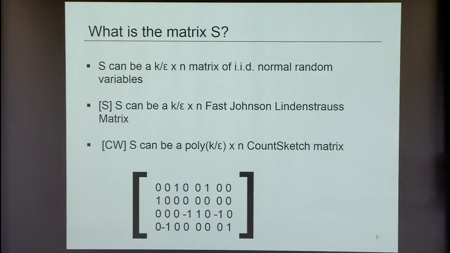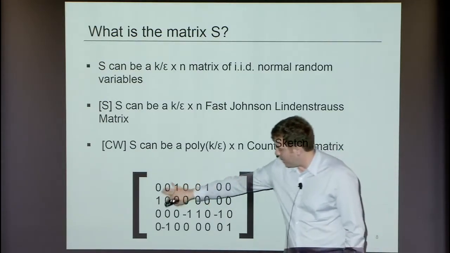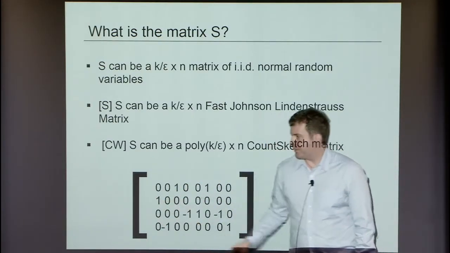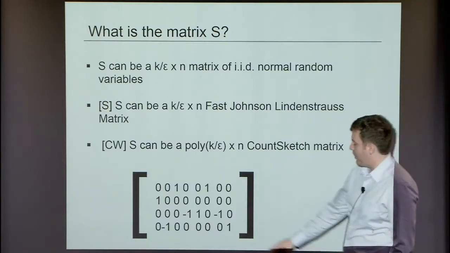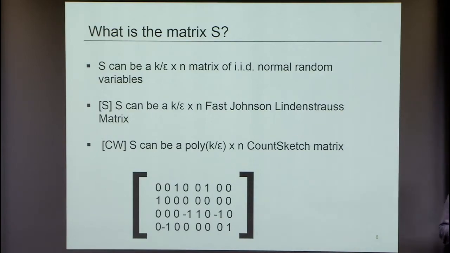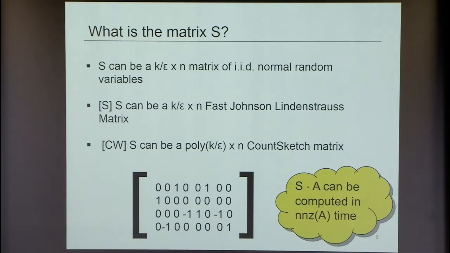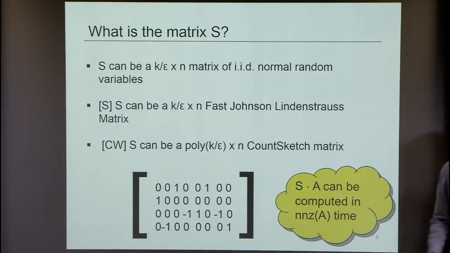So what it is: I have these n columns, and in each column I have a single non-zero entry chosen at a uniformly random position. And I put 1 or minus 1 on that location with equal probability. So the point here is that S times A can now be computed in input sparsity time.